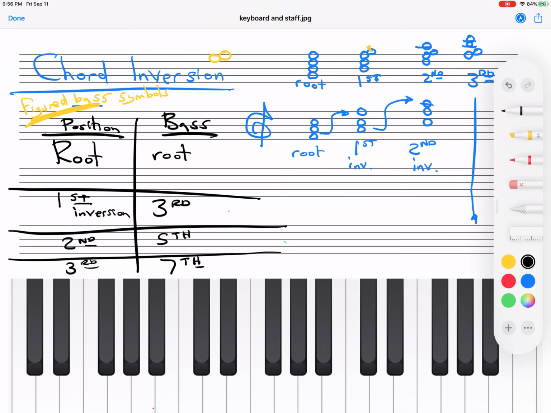Okay, I hope this was clear. I know I did this very quickly, and I hope this helps. I'll see you in the next video when I talk about these figured bass symbols and what they mean.